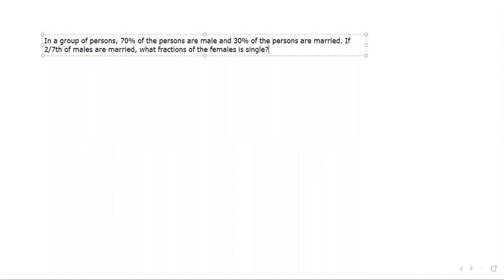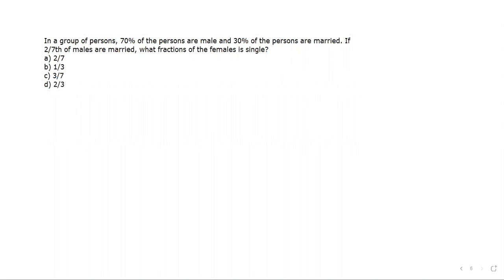What fraction of the females is single? So you have been given four options, let's suppose. One option is 2 upon 7. The second option is 1 upon 3. The third option is 3 upon 7. And the fourth option is 2 upon 3. So we need to solve this question, and let us see how to do it.